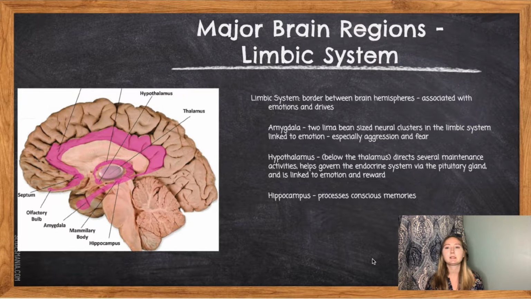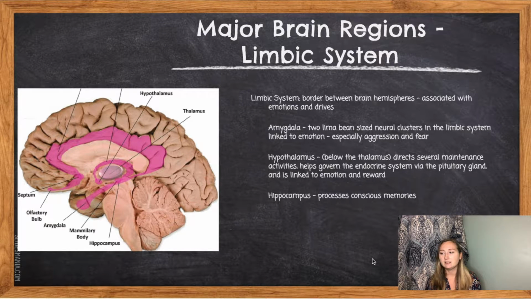The limbic system is located at the border between the brain hemispheres. It's associated with your emotions and your drives. There are several parts to the limbic system. The amygdala consists of 2 lima bean-sized neural clusters. These are linked to emotion, especially aggression and fear. So your more anger and fear type emotions, right?